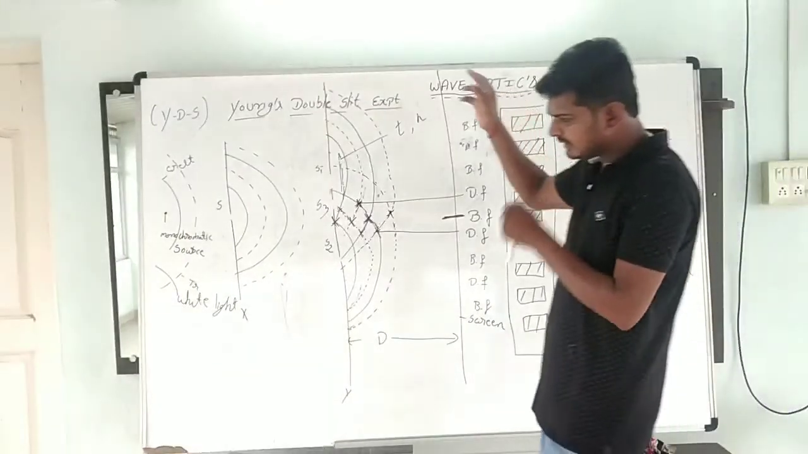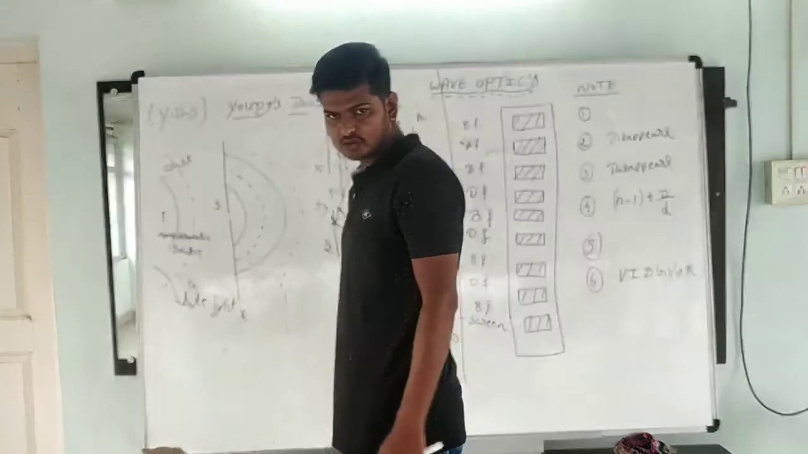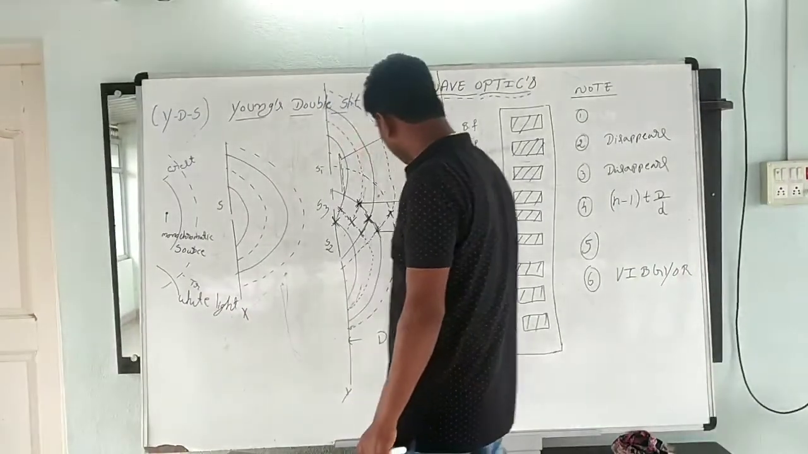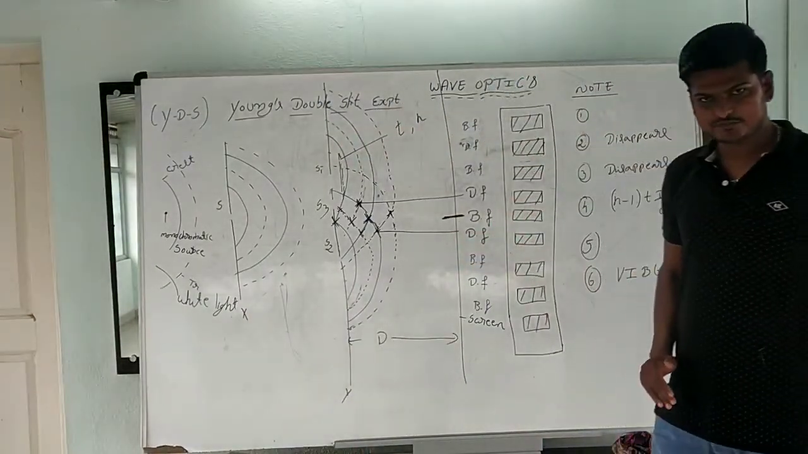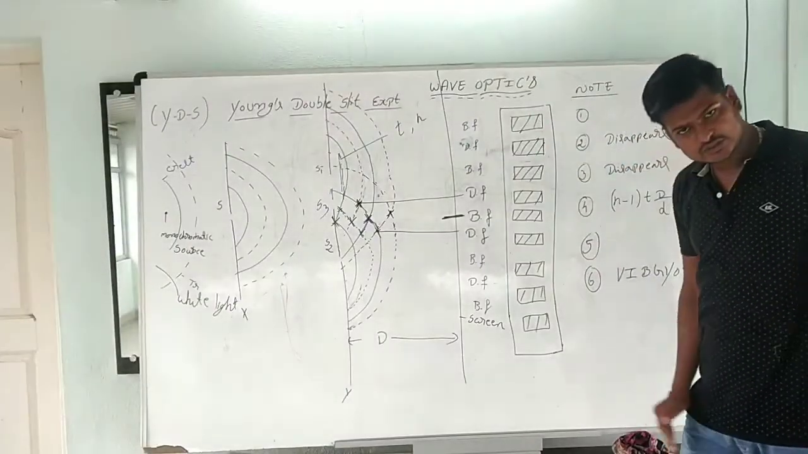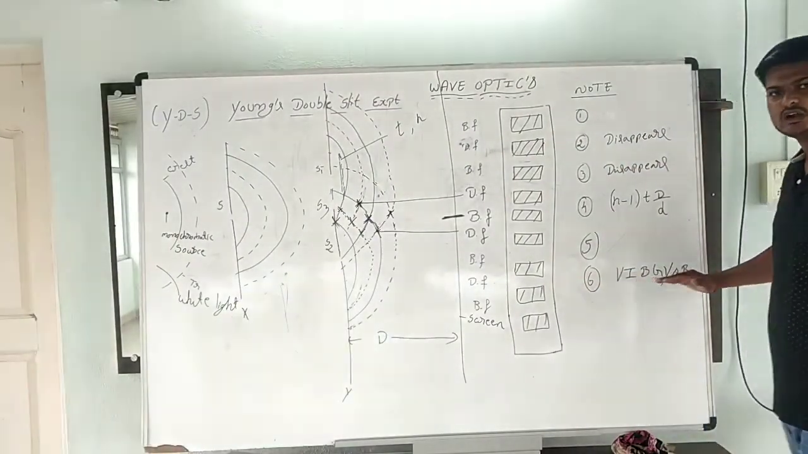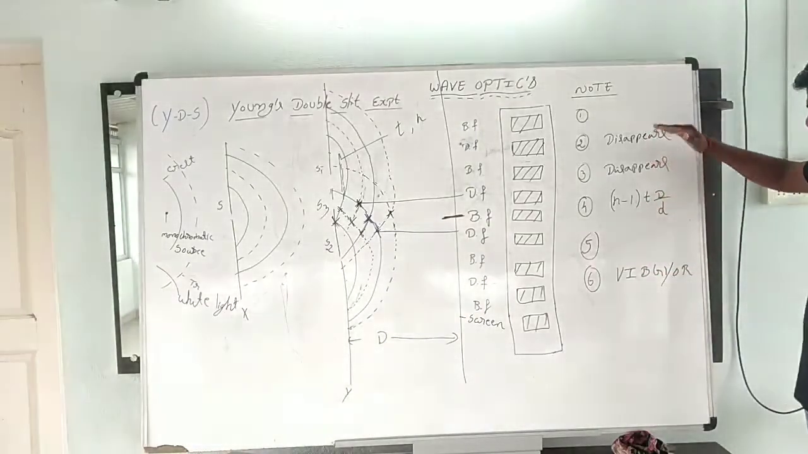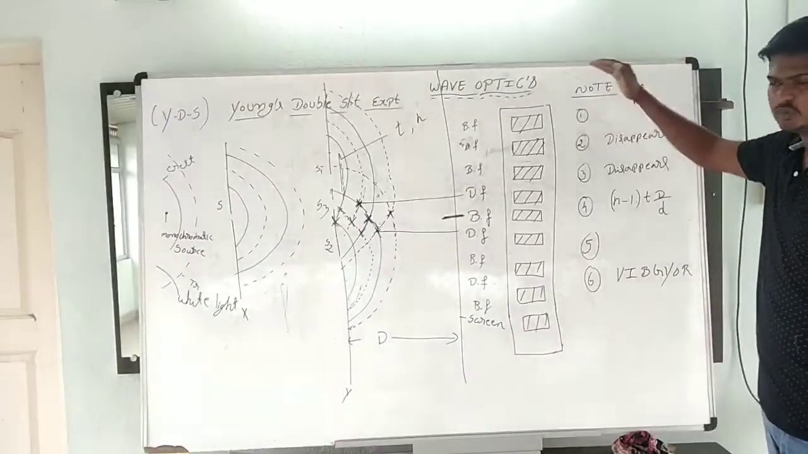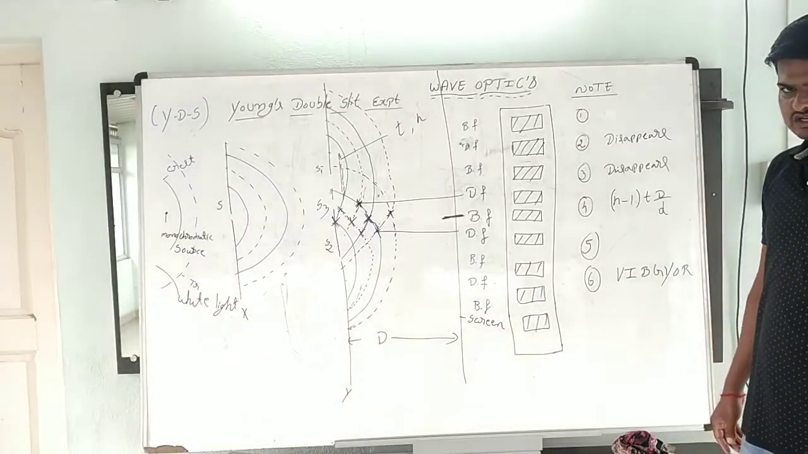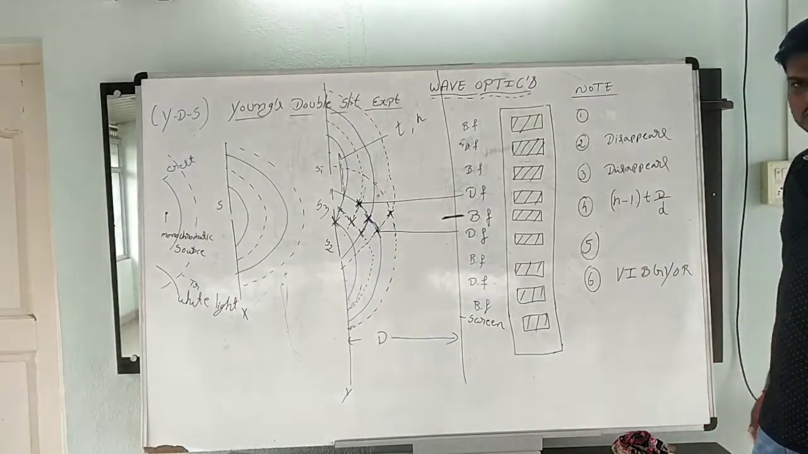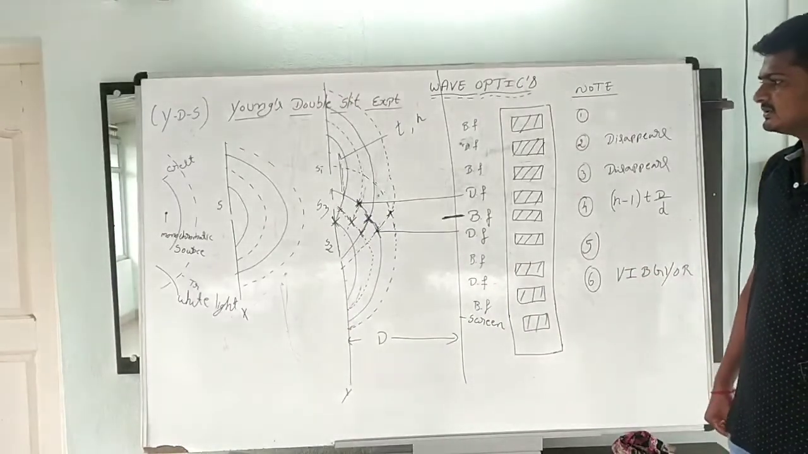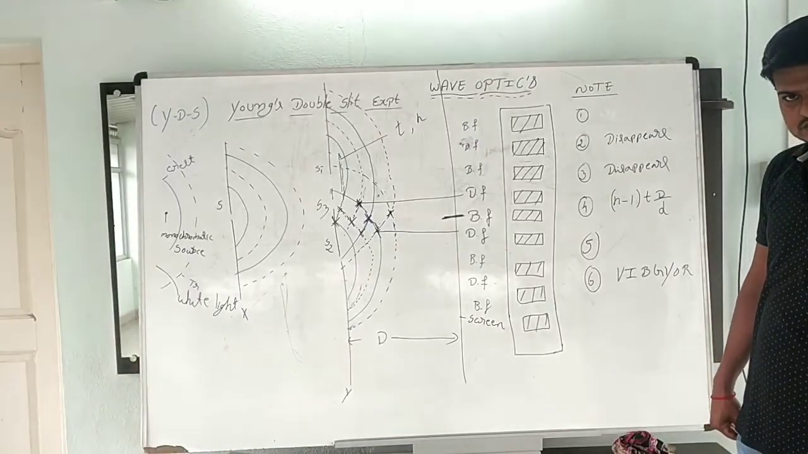When I place white light instead of a monochromatic source, what will happen? The center will get the bright fringe only. Above the center or below the center, the fringes will be colored: violet, indigo, blue, green, yellow, orange, red, like that we will get the fringe colors. Clear? So this is Young's double slit experiment.